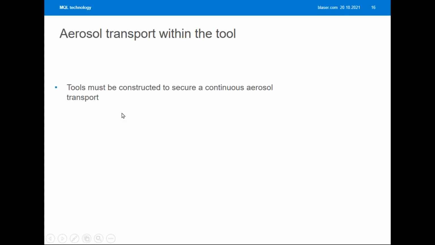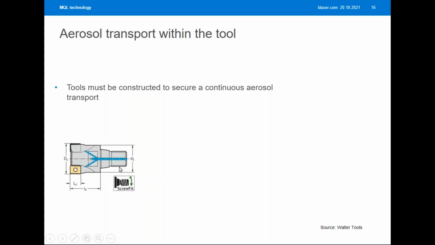So tools must be constructed to secure a continuous aerosol transport. This is pretty easy, but the definition or the construction of the tool cooling channels, the surface quality of the cooling channels, the sizes of the cooling channels are very important. And here you see 3 examples of cooling channels. The first one is not suited.